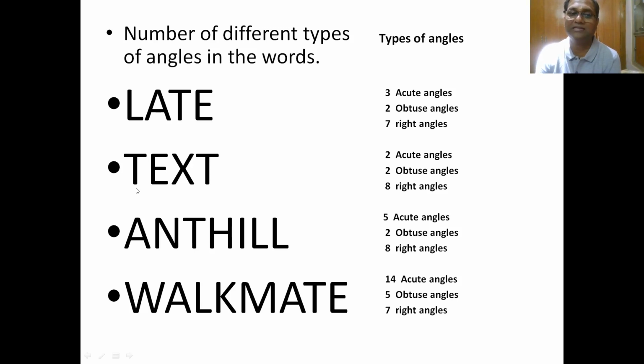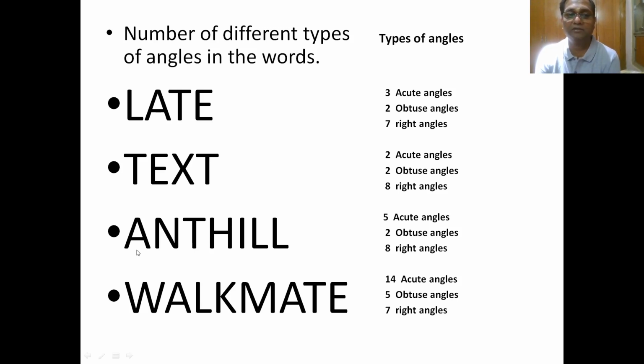Let us take another word. The word here is TEXT, text. You can see a right angle, another right angle, 2 right angles, 3, 4, 5, 6. Here no right angles. So 7, 8. 8 right angles. And in this alphabet X, these two angles which are opposite here, they are acute angles, and these two angles are obtuse angles. So 2 obtuse and 2 acute.